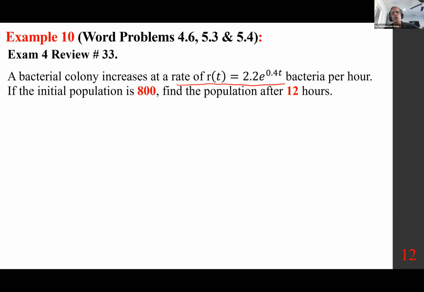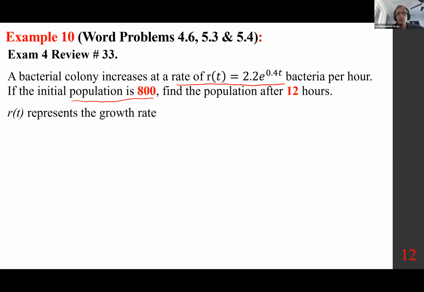R of t is 2.2 e to the power of 0.4 t bacteria per hour. The initial population is 800. At t equals 0, this is what we have. We want to find the population after 12. So R of t is the rate of growth, and the accumulated change simply becomes the integral of this function.